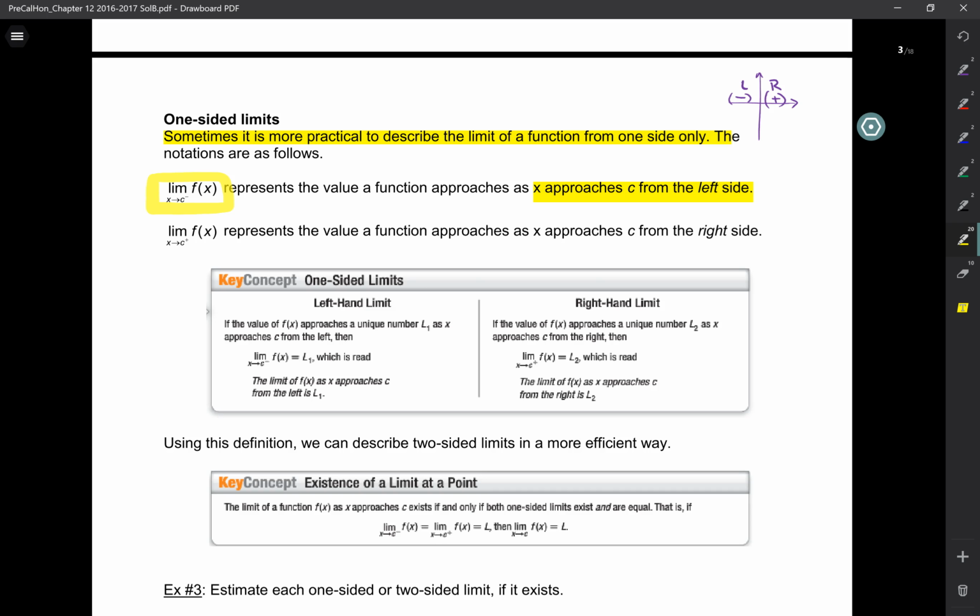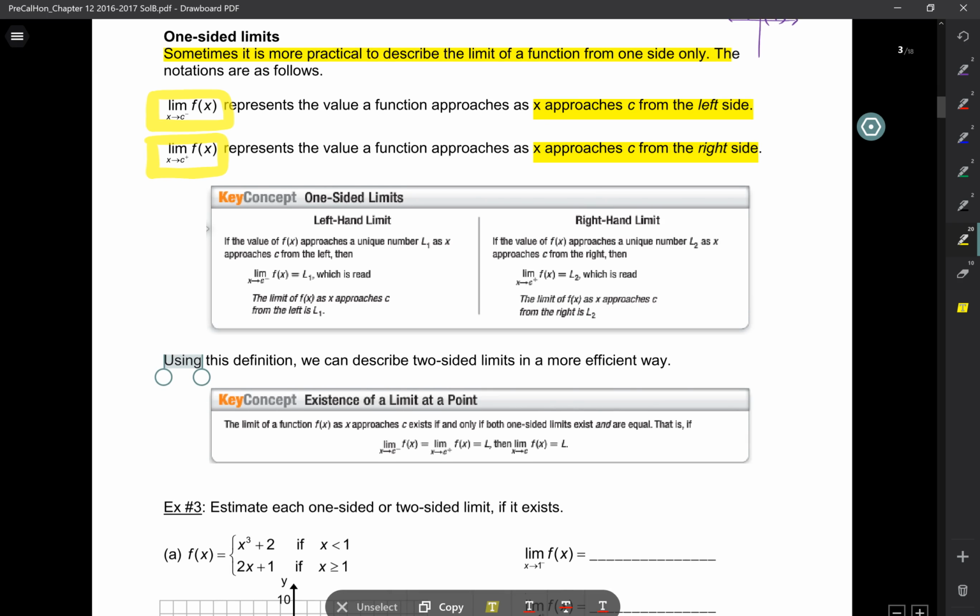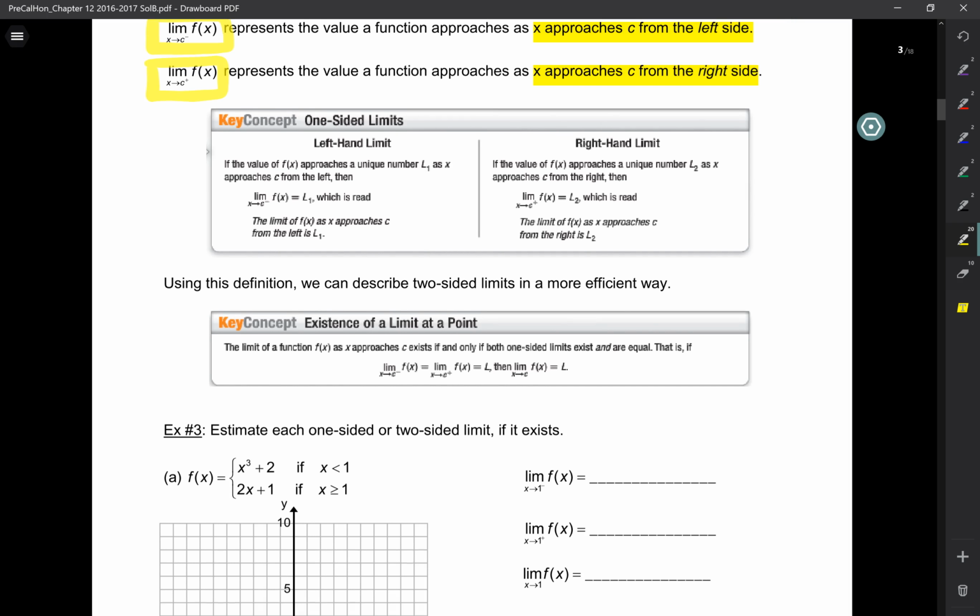You see that little minus there, the superscript? And if I want to talk about x approaching from the right side, it's the limit as x approaches c from the positive side. So approaching it from the right side is positive. Approaching it from the left side is negative. This box here just says exactly what I said, but I feel like my wording is better, so we're just going to use that one. Okay? All right. Using this definition then, okay?